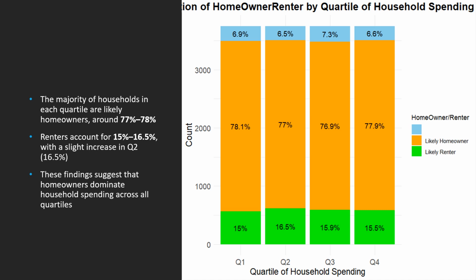This chart shows the distribution of home ownership status across the household spending quartiles. Overall, the majority of households in each quartile are likely homeowners, making up around 77 to 78% of the population of our datasets. Renters account for 15 to 16% with a slight increase in quartile 2. The percentage of households classified as unknown remains consistently low, around 6 to 7%. These findings suggest that homeowners dominate household spending across all the quartiles, and this indicates that home ownership is a strong predictor of household spending behavior.